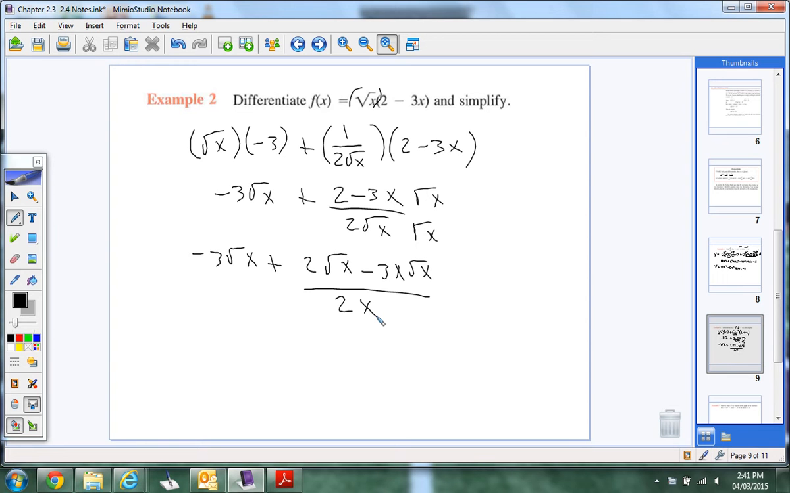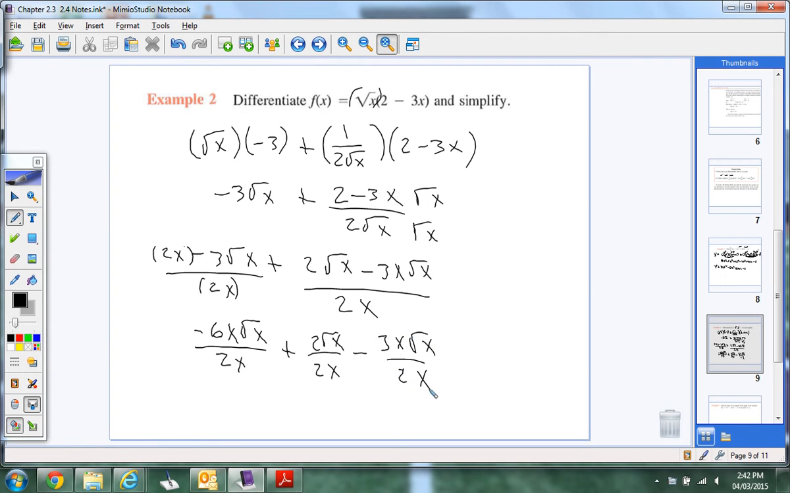I'm going to bust these up into 3 fractions, but to do that, I want to get this also to be over 2x so I can get everything put together. So I'm going to multiply this by 2x top and bottom. We're good? So that's going to make the top here negative 6x root x over 2x. Don't cancel these yet. Plus 2 root x over 2x minus 3 root x over 2x.